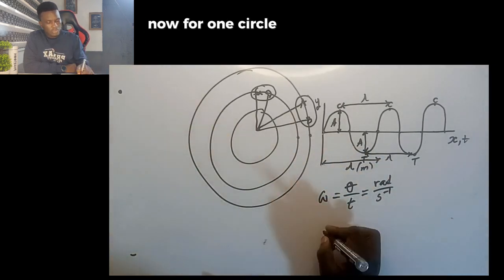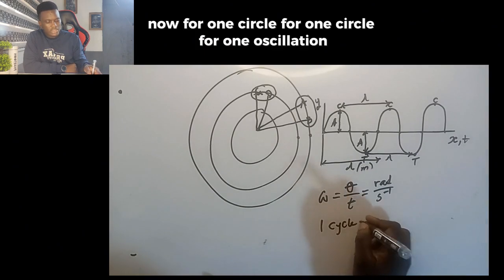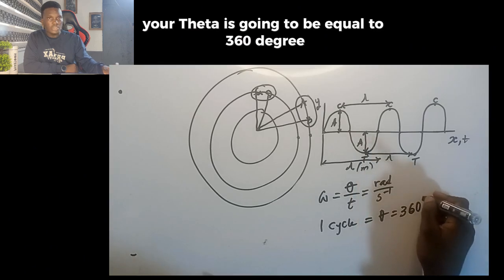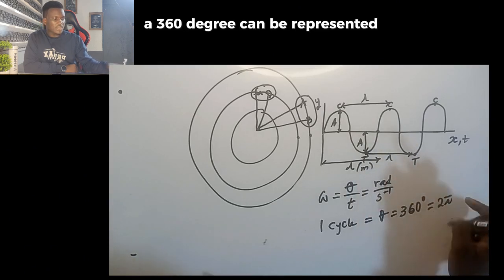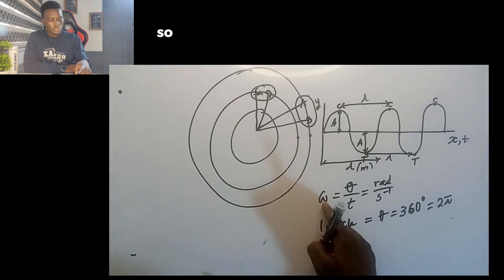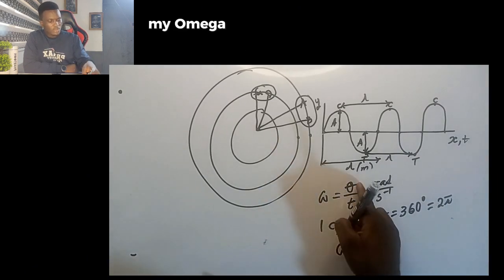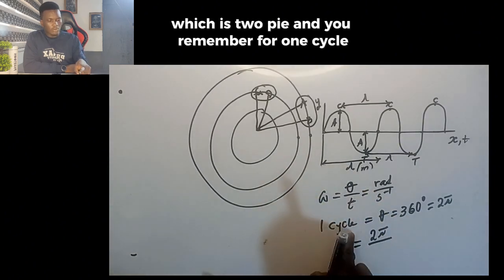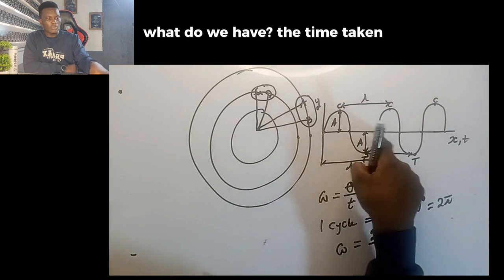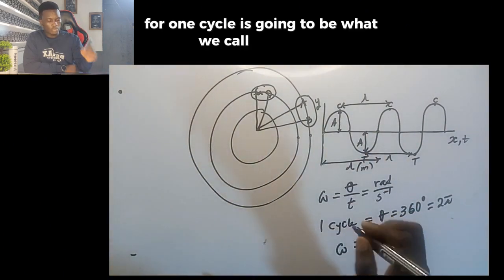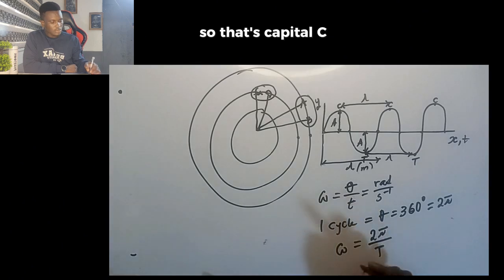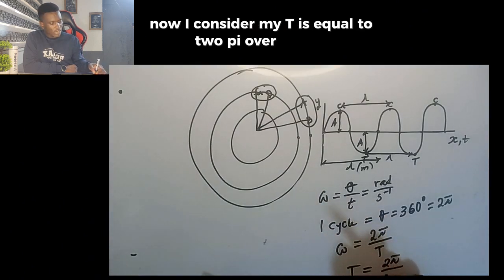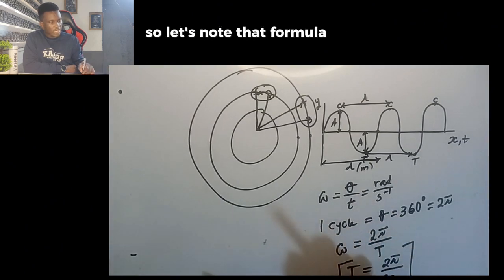Now for one circle or for one oscillation, your theta is going to be equal to 360 degrees, and 360 degrees can be represented as 2 pi in radians. So if I bring that here, that means my omega is going to be equal to theta, which is 2 pi. And you remember, for one circle, the time taken is what we call the period. So that's capital T. So from here now, I can say that my T is equal to 2 pi over omega. So let's note that formula as well.